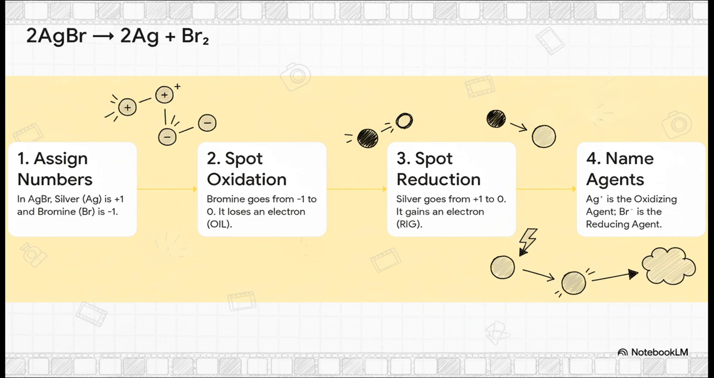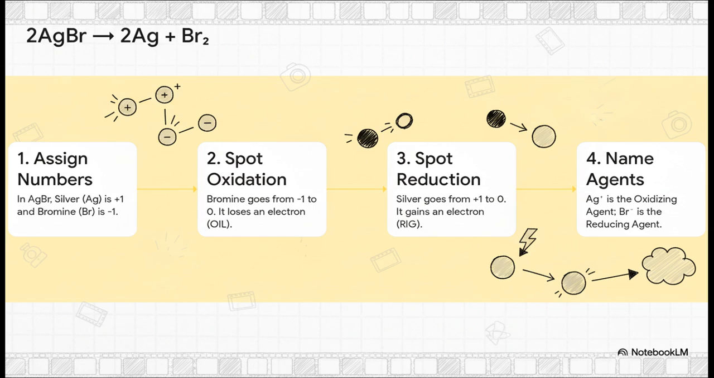First, let's assign the oxidation numbers. In silver bromide, silver has a score of +1 and bromine is -1. Easy enough. Next, let's spot the oxidation. Bromine's score goes from -1 up to 0. That means it lost an electron. And what do we know? Oxidation is loss. Now for the reduction. Silver's score goes from +1 down to 0. It gained an electron. Reduction is gain.